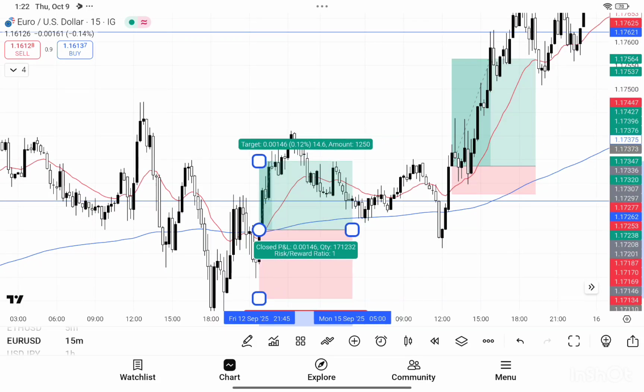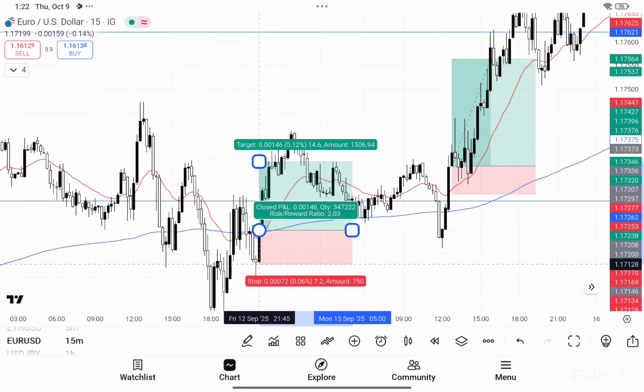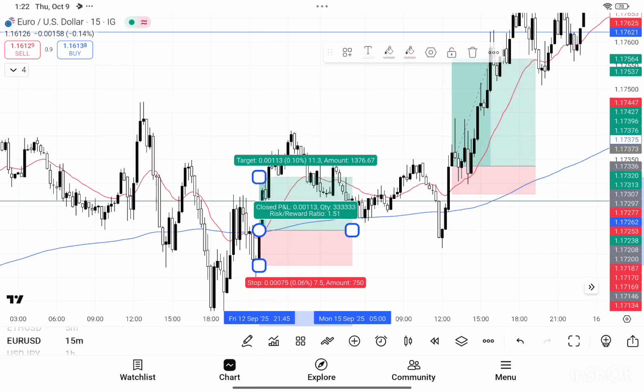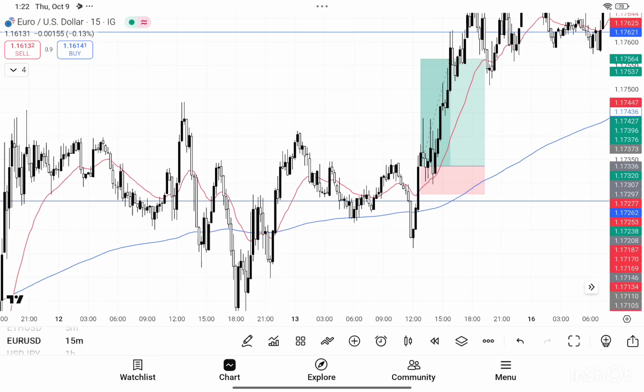Look at this. Entry here, SL here. You were trailing your SL. You were stopped out at 113 points. This is 1:1.5. Have you seen?